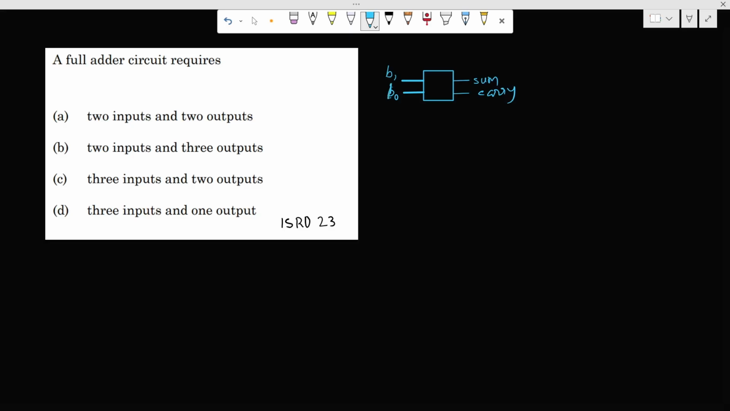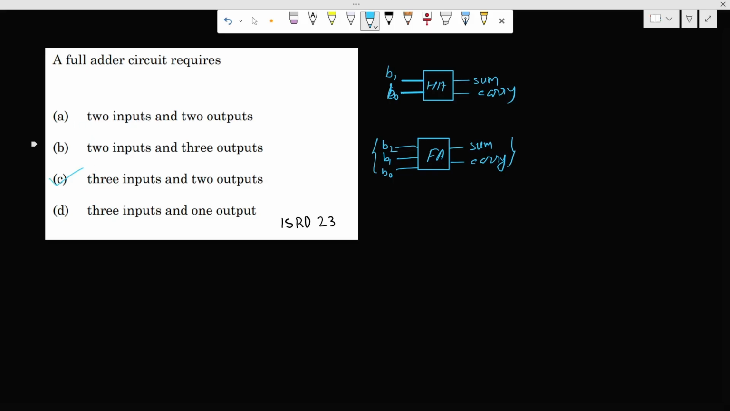So basically, the work of a half adder is to sum 2 bits of number, and now a full adder is used to sum 3 bits, and here also it produces two outputs, one is sum and one is carry. So basically here the full adder requires 3 inputs and produces 2 outputs. So option number C is correct.